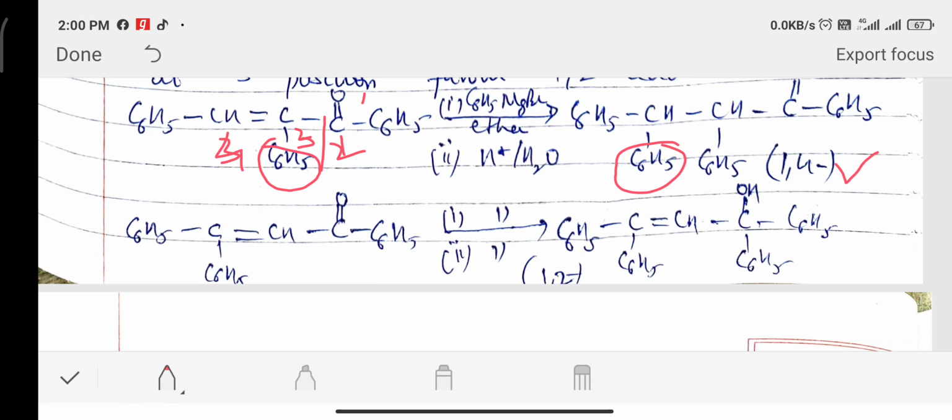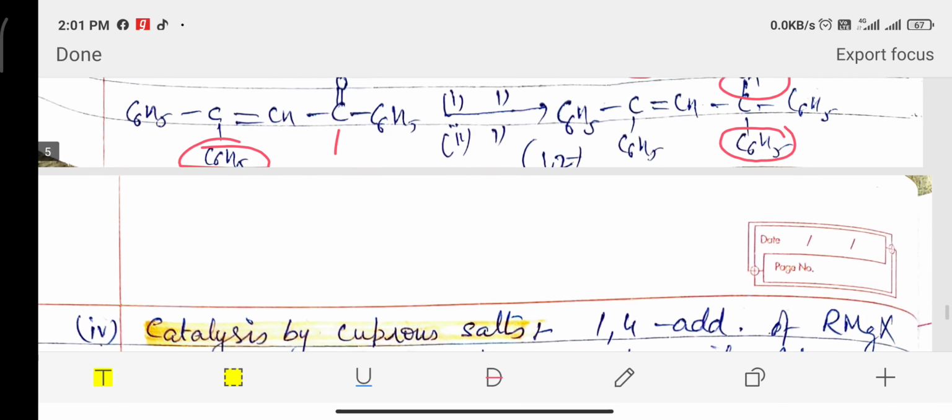But if the bulky group is present at the fourth position, or say the third carbon, then the phenyl group is attached to this carbon, the carbonyl carbon, that is, 1,2 addition has taken place. So it depends upon the steric hindrance around the carbonyl carbon.